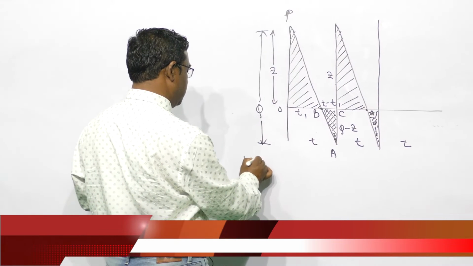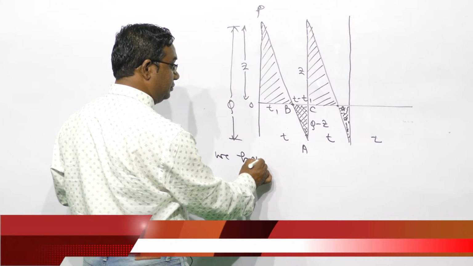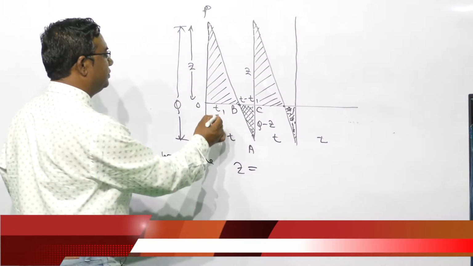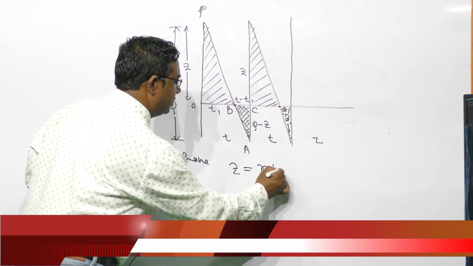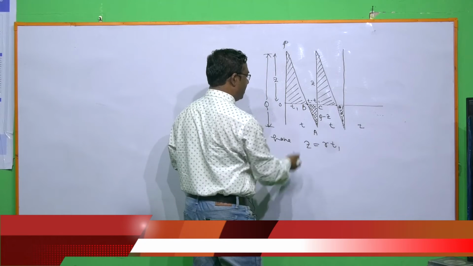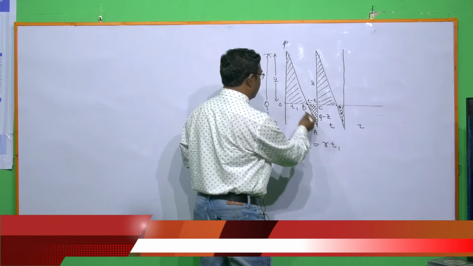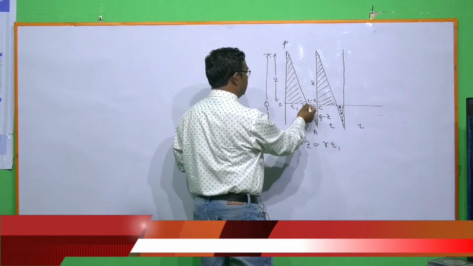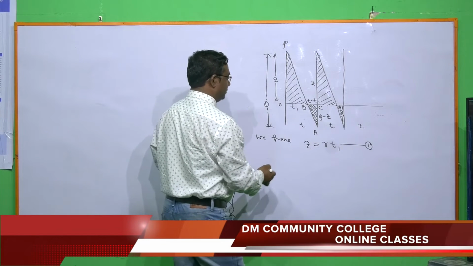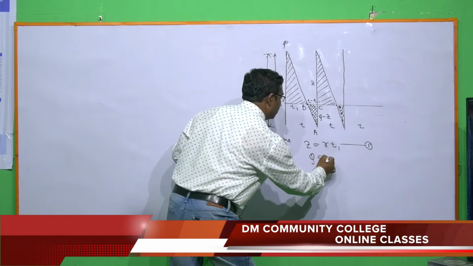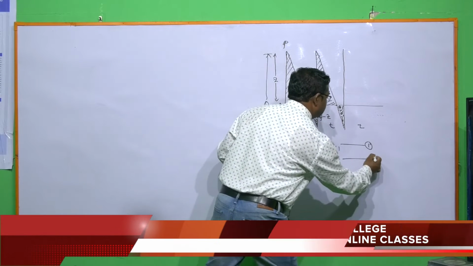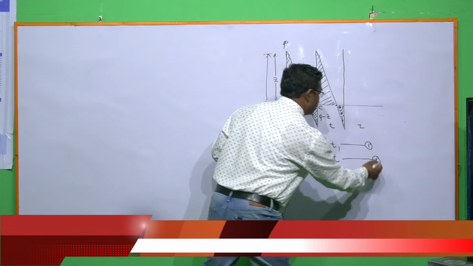So we have Z equal to RT1. R is the rate of demand, T1 is the time interval. At the end of T1, the level Z becomes 0. This is equation number 1. Next, Q equal to RT. R is the demand rate, T is the time between successive runs.